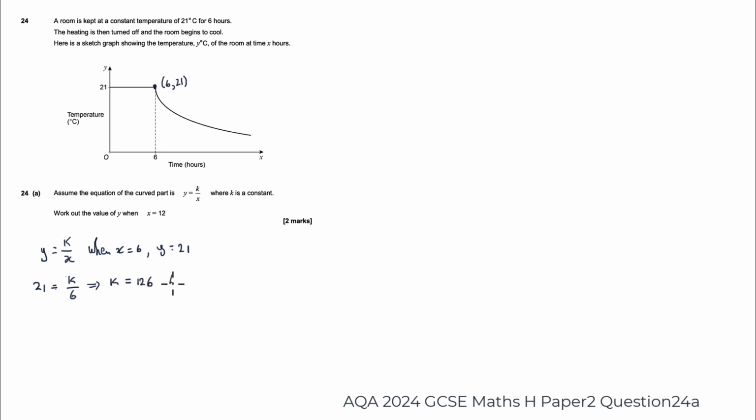So the equation is y equals 126 over x, we now know. It says work out the value of y when x equals 12. So when x equals 12, y will be equal to 126 over 12. Now you do that on your calculator and you'll get 10.5.